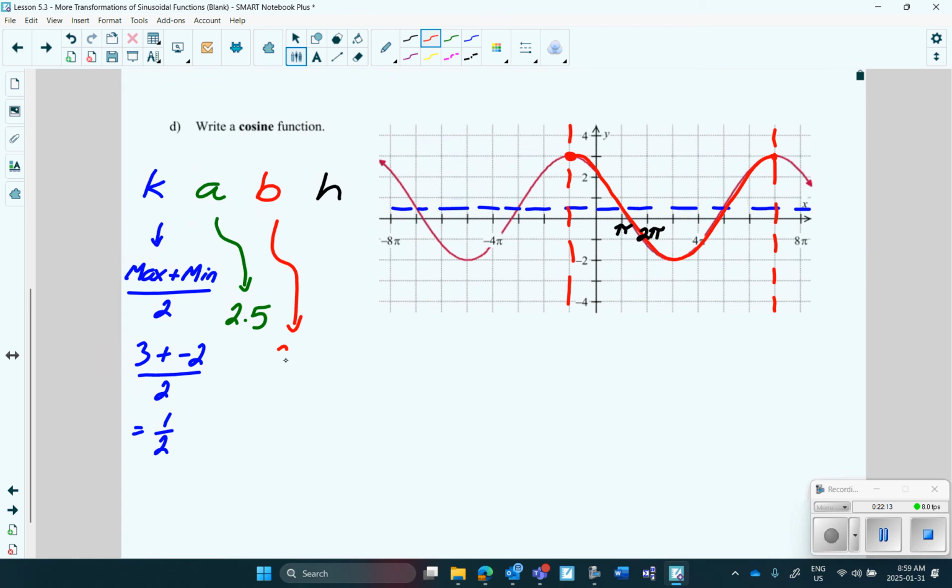So it's going to be 2 pi divided by 8 pi, which is, well, the pi's cancel, 2 eighths becomes 1/4. Or if you want to write 0.25, that's fine as well.